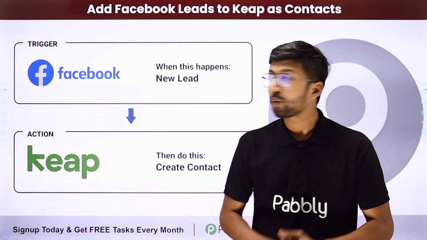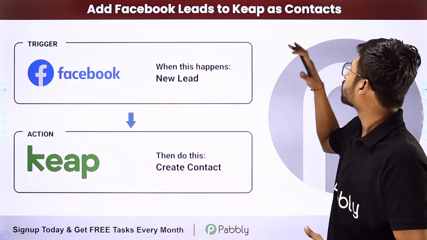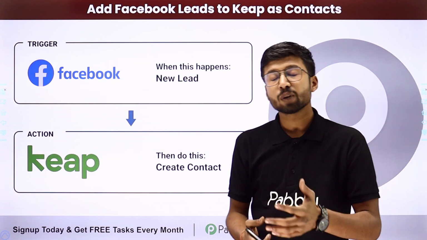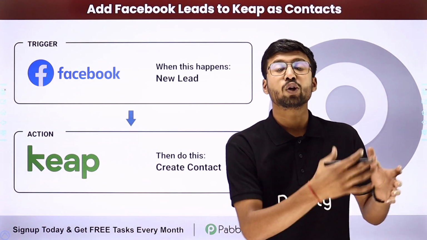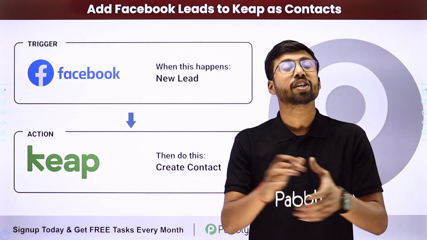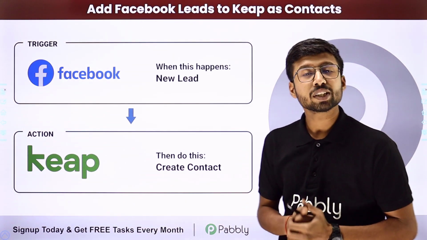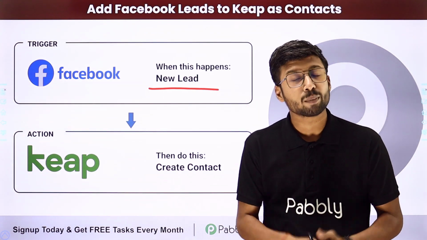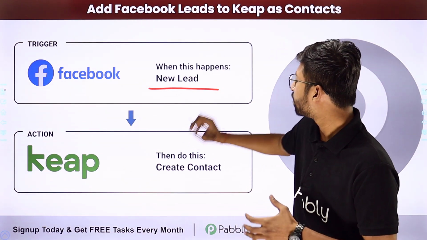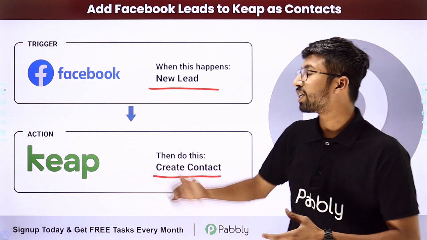So in this video, we are going to learn how to add Facebook leads to Keap as contacts. Now suppose guys, if you're using Keap as a CRM application and you're running some Facebook ad to market your business, this automation is going to help you a lot. So using this automation, whenever a new lead is generated on your Facebook lead ad campaign, automatically the same lead will be added as a new contact in Keap.